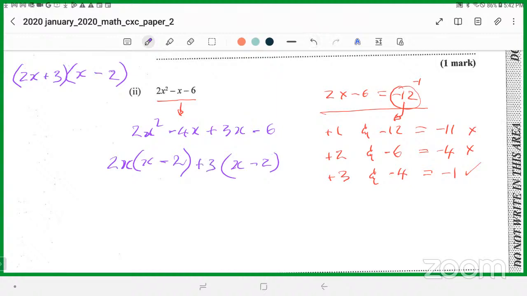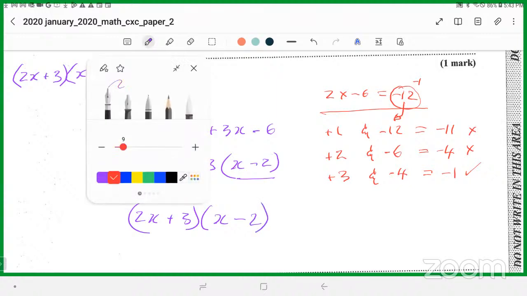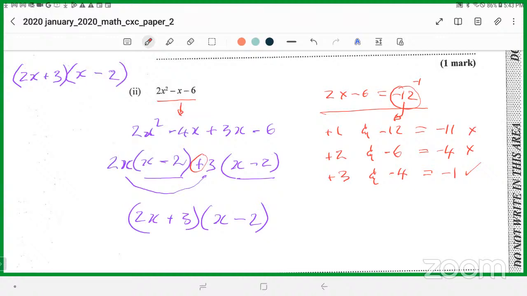If you're not sure, you can double check it by just expanding this again. 3 times x is 3x, and 3 times negative 2 is negative 6. So you can do a little double check if you're not sure. Then x minus 2 is a common factor, and they are being multiplied by that 2x plus 3. So I'm going to factorize 2x plus 3 and x minus 2. And that is the importance of making sure that you have a sign out here, whether it's a positive or negative, because that is what ends up in this bracket here. So you know whether it's a plus or minus should go there.